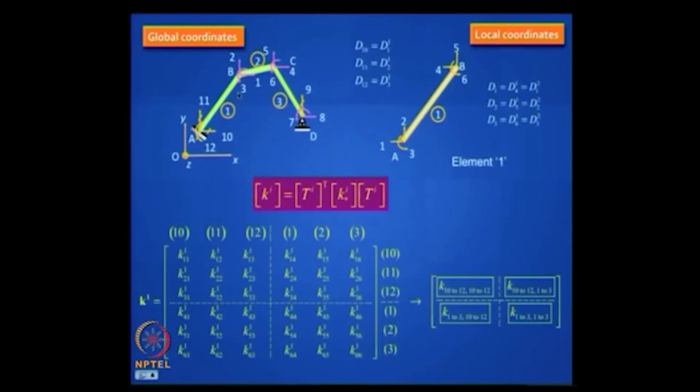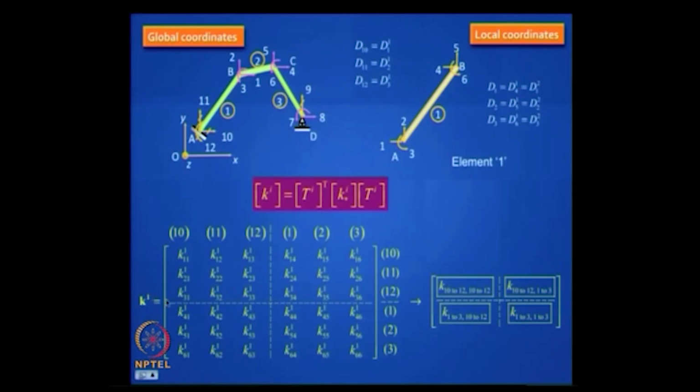See, take the first element. The first element, the start node is matching 10, 11, 12 of the global coordinates, and the end node is matching 1, 2, 3 of the global coordinates. So I am writing 10, 11, 12, 1, 2, 3, 10, 11, 12, 1, 2, 3, and I am saying I have already got this, I have got these. Is it clear? Do you understand the meaning of this? I have assembled this.